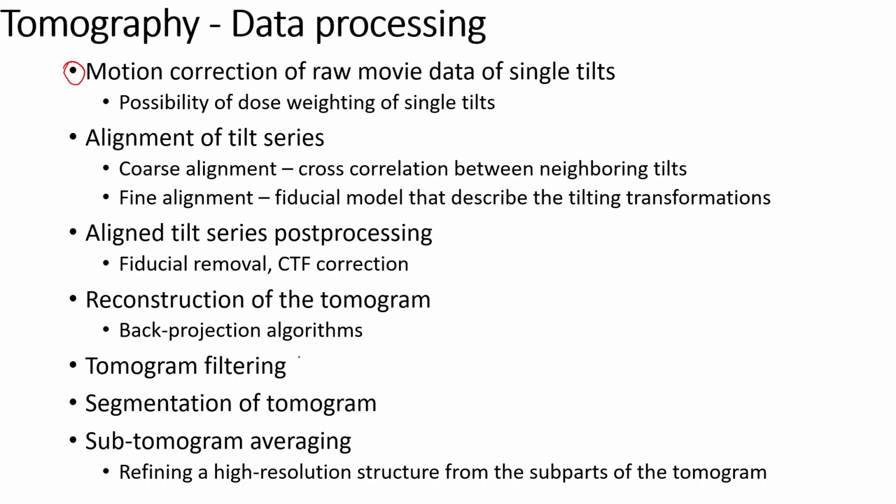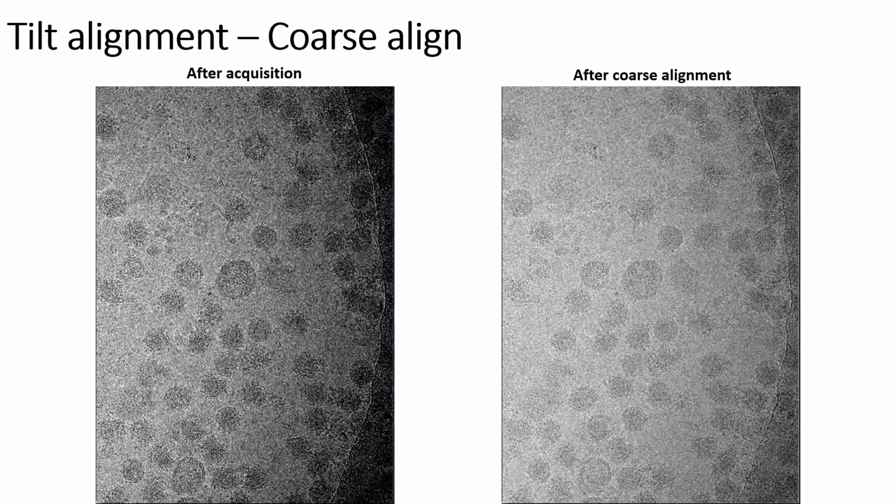The finally generated tomogram is usually low in contrast. We need to do some tomogram filtering using different filters to increase the contrast for the segmentation or the visual inspection of the tomograms. And usually from the unprocessed, unfiltered tomograms, we can do sub-tomogram averaging so that we are refining our tomograms, or subregions of our tomograms, to a high resolution by averaging them together.